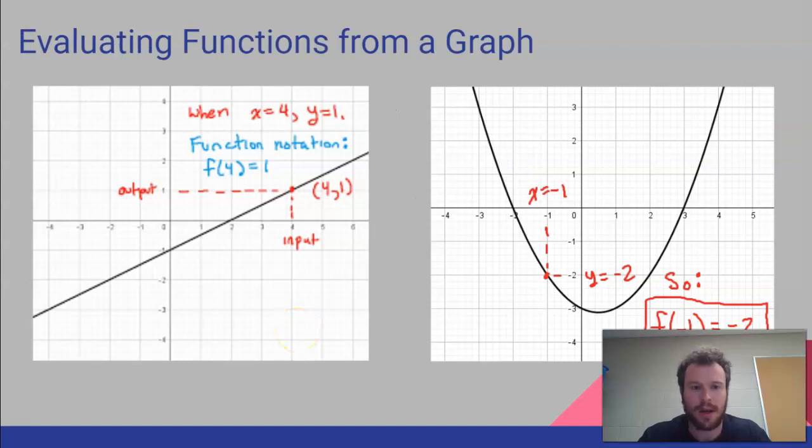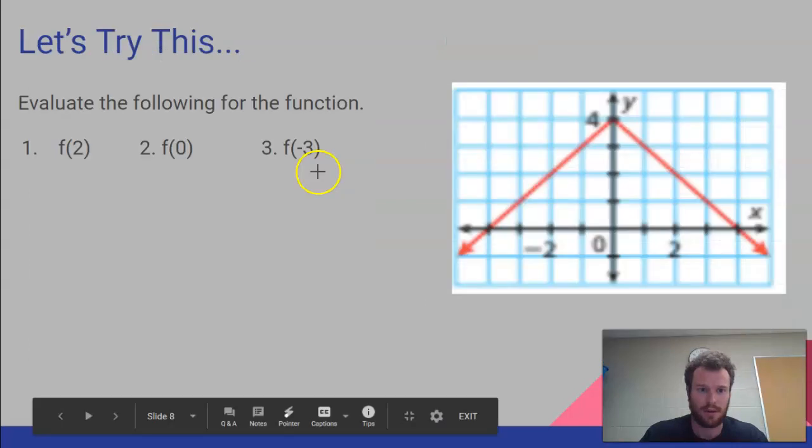All right, so let's wrap this up by finishing out with evaluating functions from a graph. Here are a couple examples that you can look at on the slides that I've uploaded to Google Classroom. All these slides are on there if you need to look at them. Let's go ahead and move forward and work some problems together. All right, so we're going to evaluate the graph of this function for f of 2, f of 0, and f of negative 3.